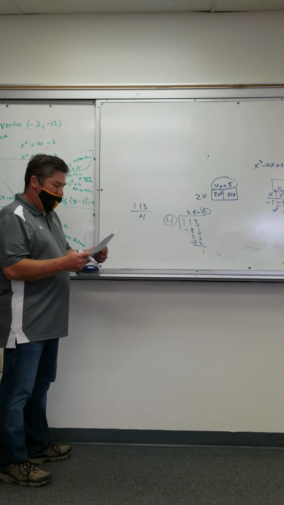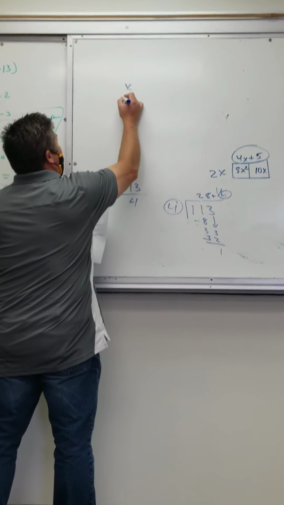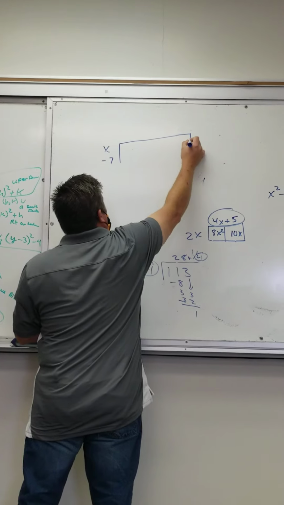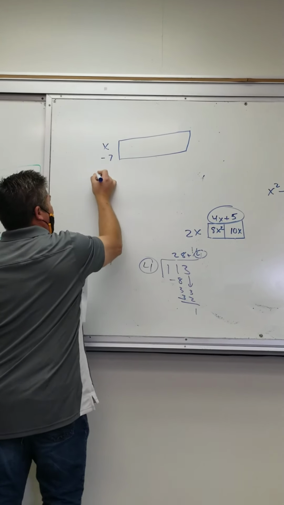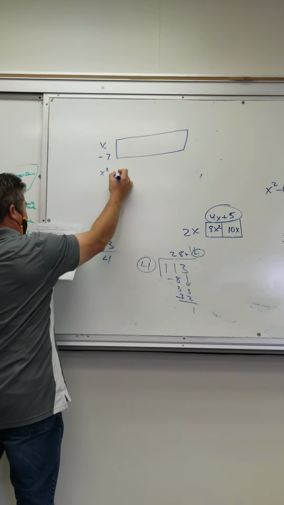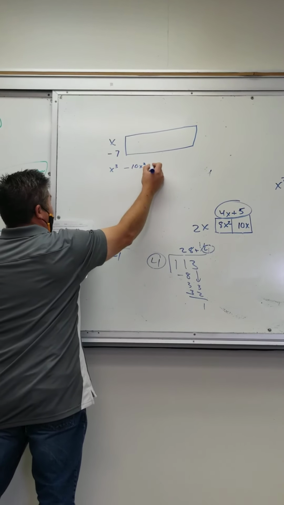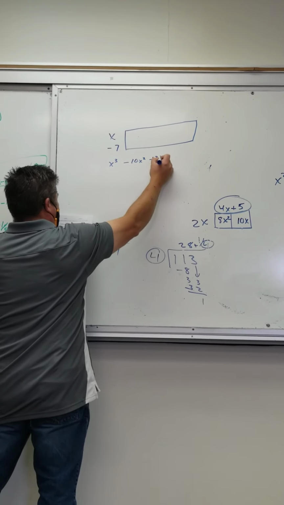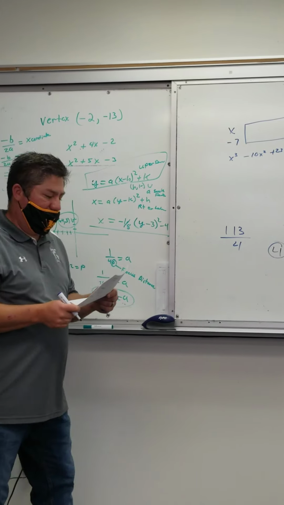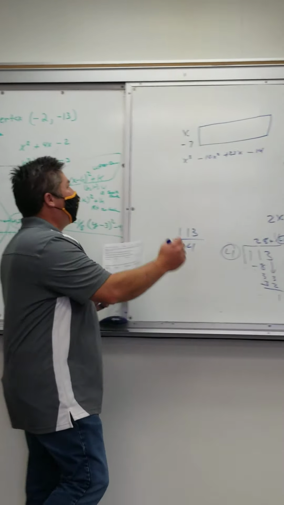All right, let's try the next one. This one still has the x minus 7, right? But this time, what do I like to do at the bottom? I like to write the equation. It just reminds me. Do you have to do this? No, but trust me, it makes your life easier. Now, what should I put in that first spot then?